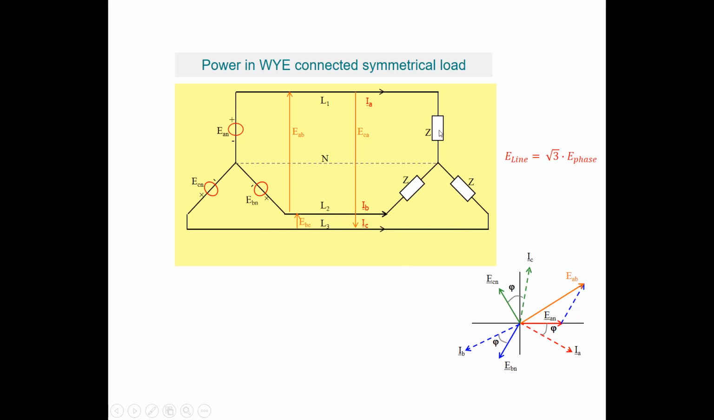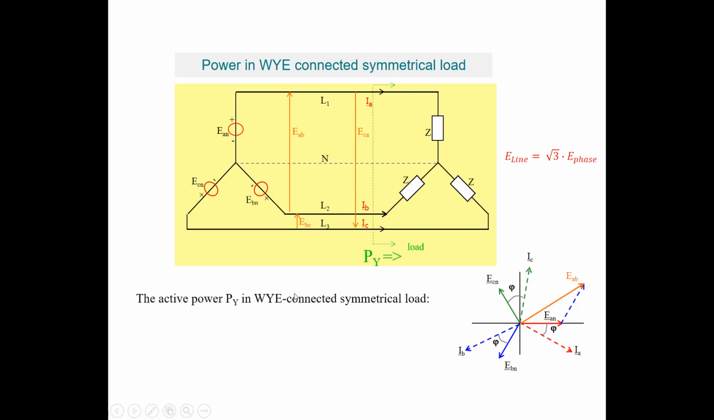Because this is a resistive inductive load, the currents always lag the voltage. So IA lags the voltage EAN, and the phase angle is phi. IB lags the phase voltage EBN, and IC lags the phase voltage ECN.